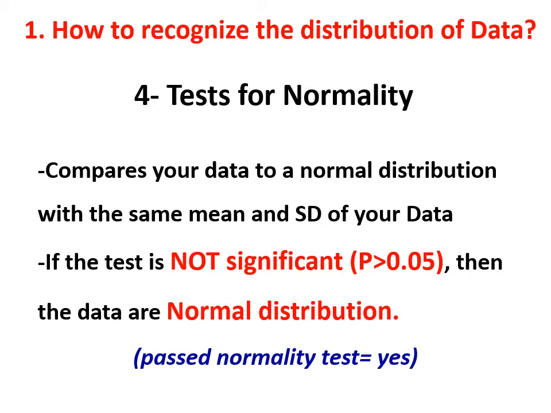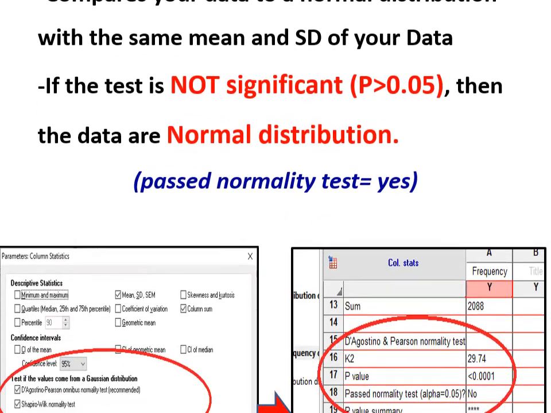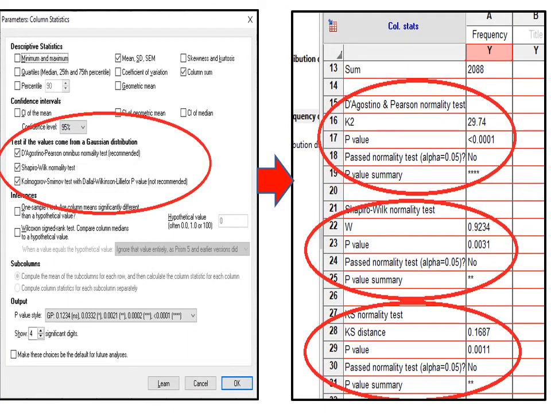And we compare the data to a normal distribution with the mean and standard deviation. If the test is not significant, then the data is normally distributed, or called passed the normality test. Yes, it will be discussed in detail in part 2, the practical part in the statistics session.